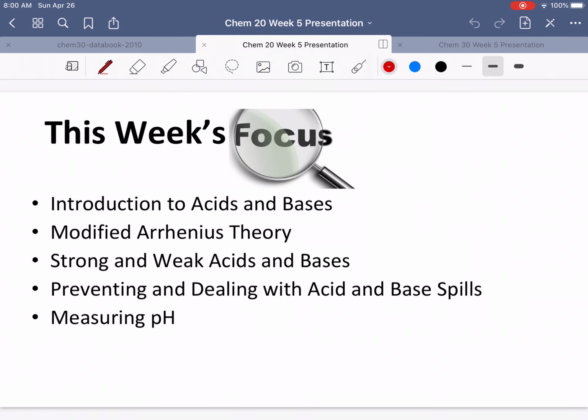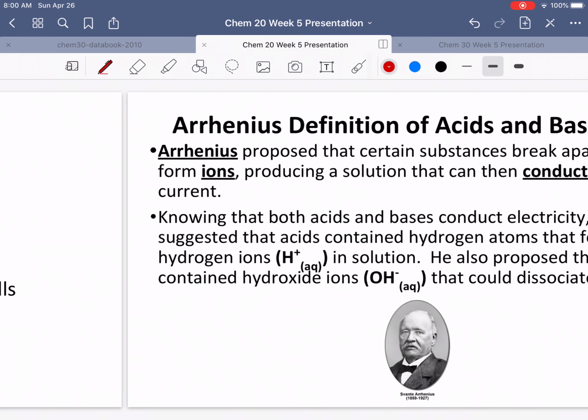Guys, today we're going to simply do what I'm going to call an introduction to acids and bases. And I know that seems strange because certainly you've been introduced to them many times in your past. However, we're looking more at the theory behind them rather than simply characteristics. All right, let's get right into it.